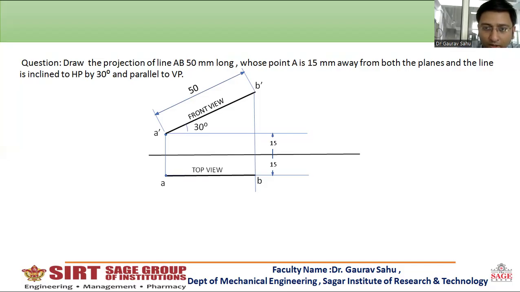So we should look at the pencil work. The answer should be drawn with an HB pencil. The projector lines should be drawn with a 2H pencil. The dimension lines will be drawn with a 2H pencil, and the XY line will be drawn with an H pencil. So this is all about the question: the line inclined to HP and parallel to VP.